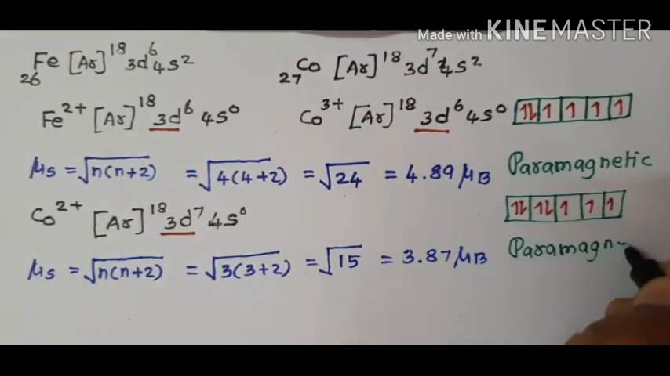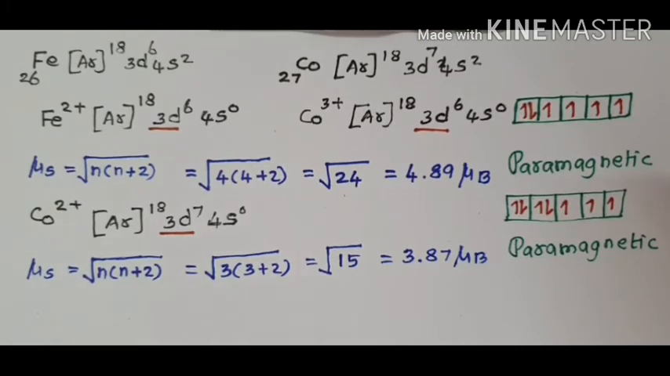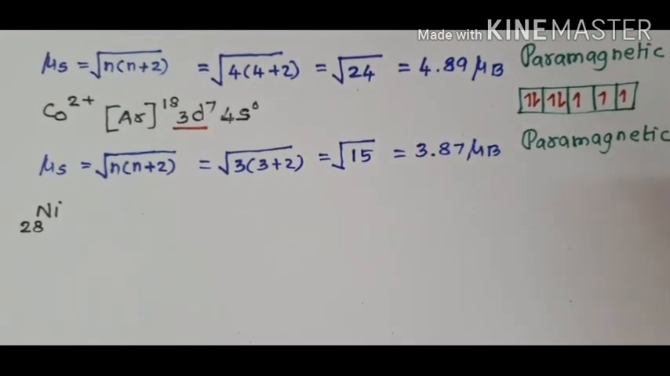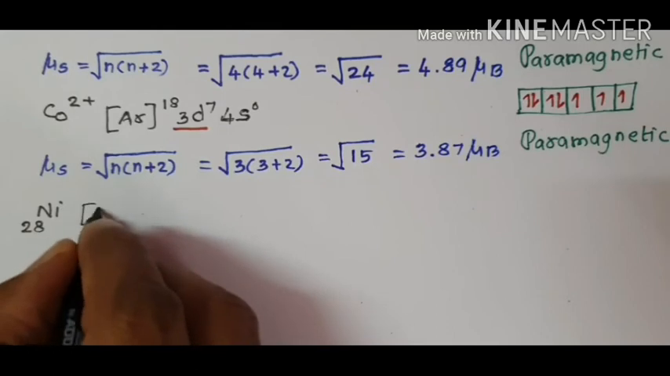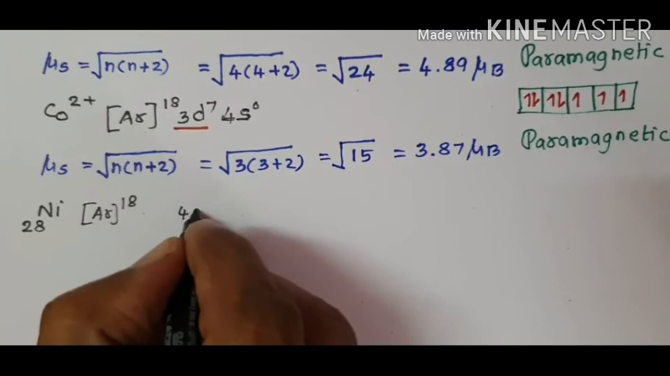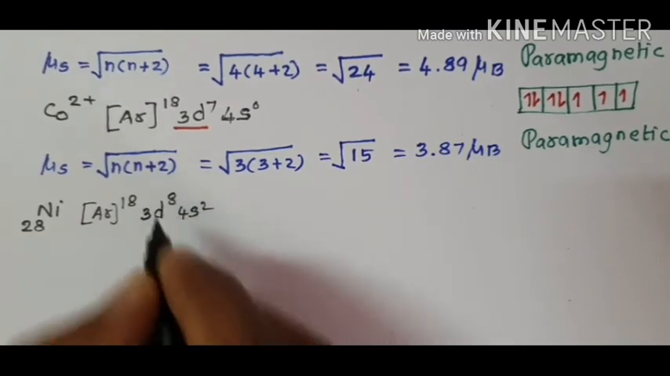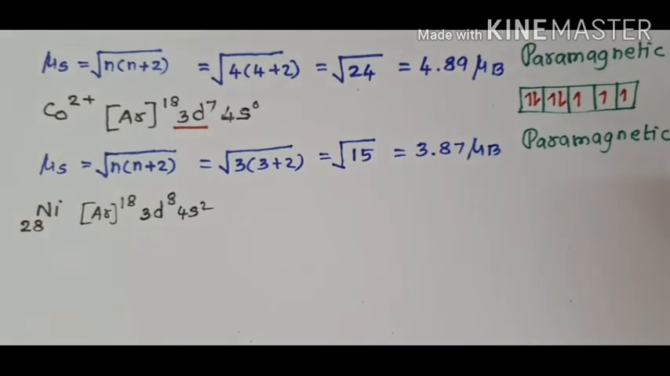Paramagnetic substances are attracted by the magnetic field. Now we are going to write the electronic configuration of nickel, copper and zinc atoms. Nickel, atomic number 28. What is the electronic configuration? Nickel, argon 18, 4s2, 3d8. Nickel has 8 electrons in the 3d orbital.